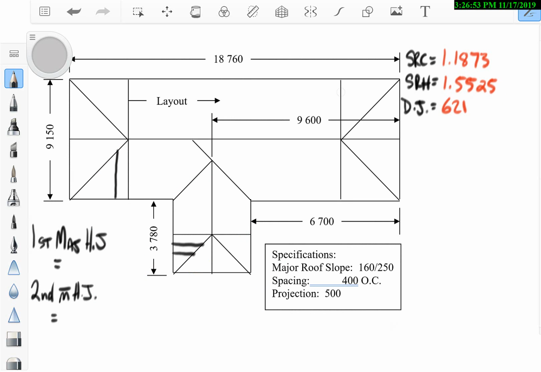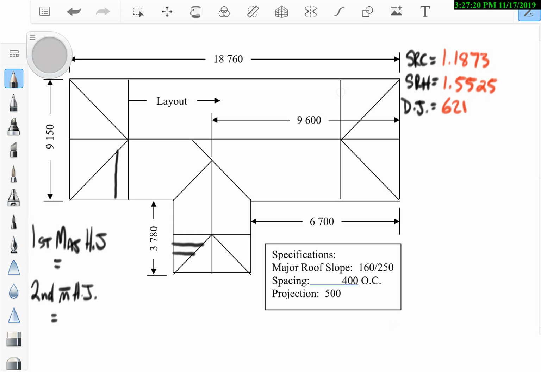Okay, now we're going to calculate our first major hip jack and our second minor hip jack. So this is, of course, really easy. Once we actually have calculated the line length of our major and the line length of our minor, all we simply have to do is subtract for our first major hip jack. All we have to do is erase some stuff here.